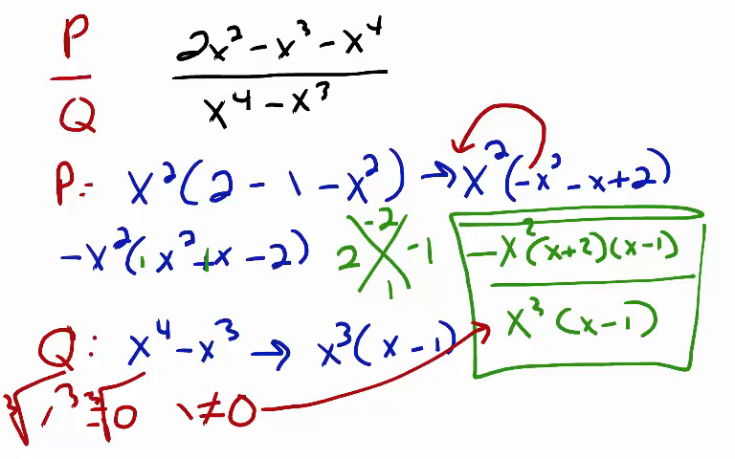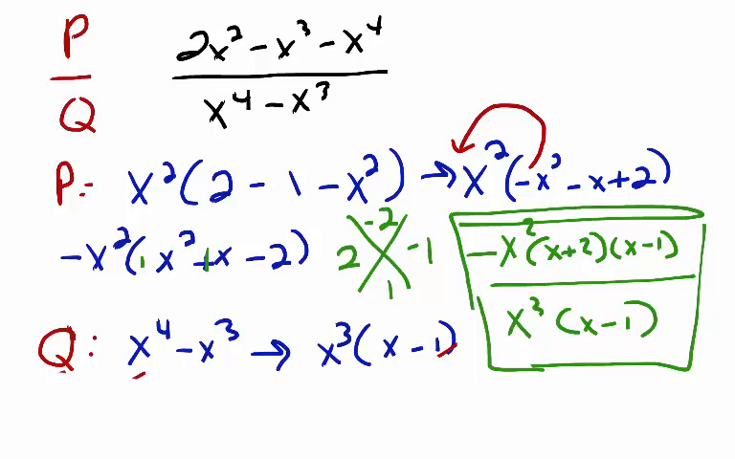We also look at our other factor, x minus 1. If we set that equal to 0 and solve for x, we get x equals 1. In our case, that means we say x cannot be equal to 1, since that would also result in the 0 denominator if we were to substitute it back into the denominator of this expression. So these are our domain restrictions, 0 and 1.